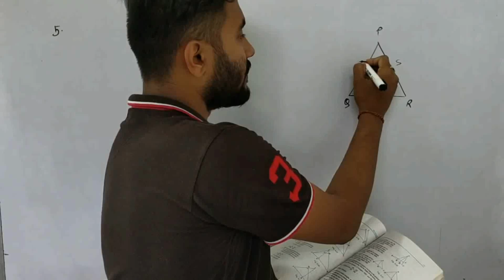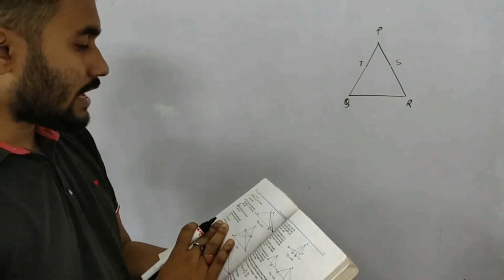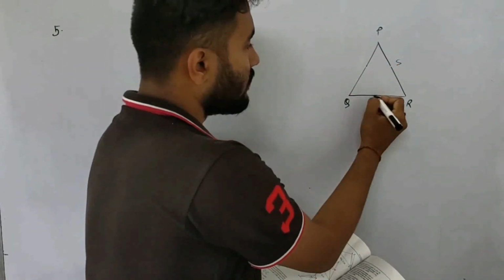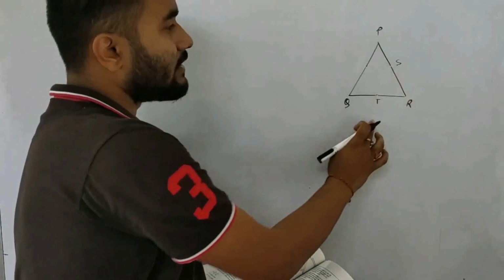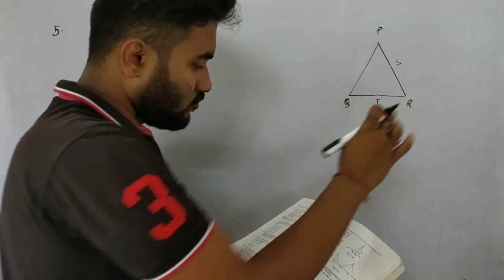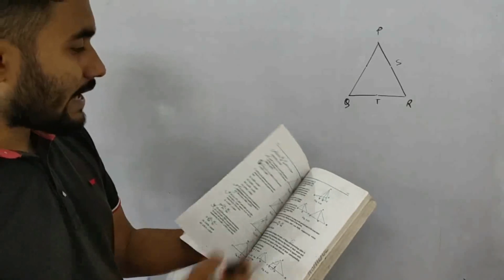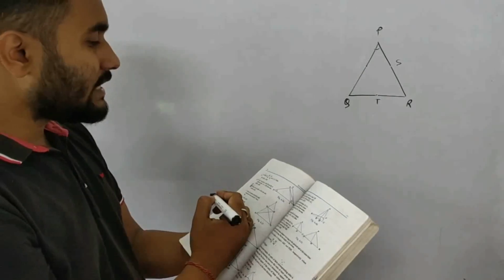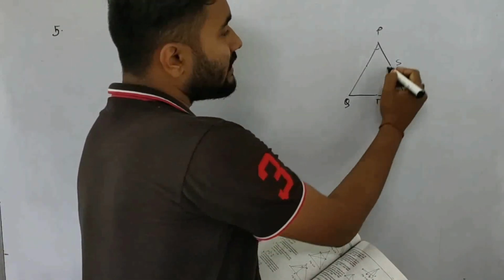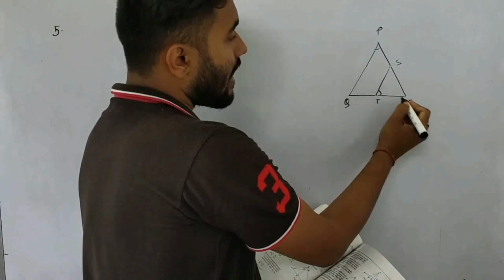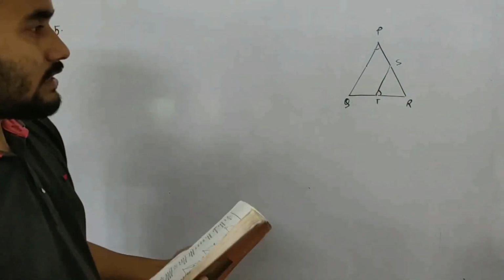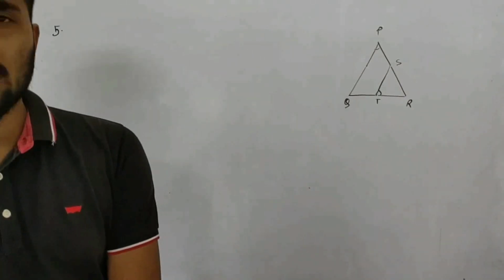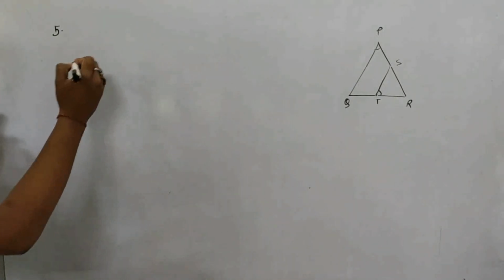So S and T are 2 points on the side PR and QR. The T is over here. S and T are 2 points on the side PR and QR of triangle PQR, such that angle P is equal to angle RTS. This is angle RTS. These two are equal, it is given. Show that triangle RPQ is similar to triangle RTS. Very simple question.